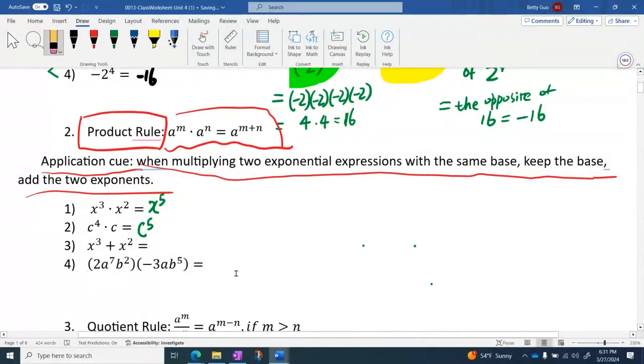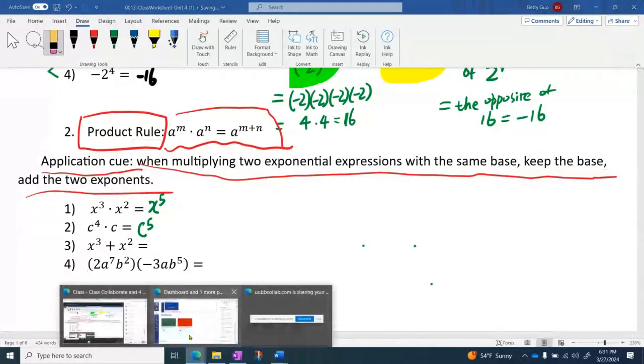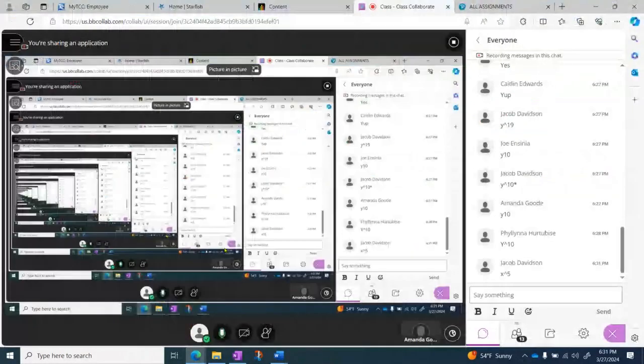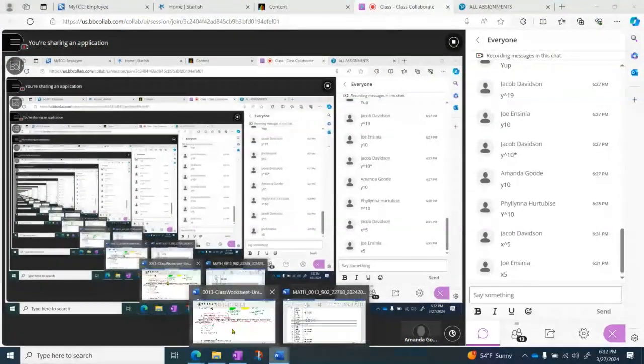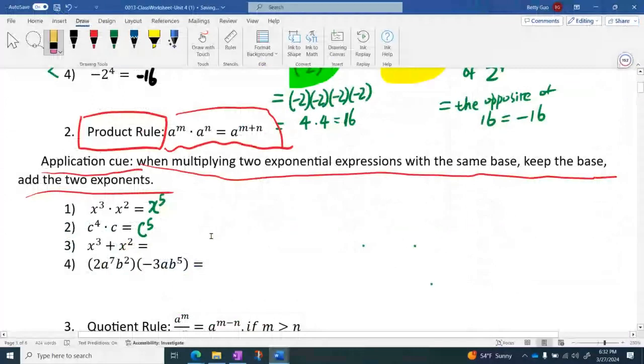X cubed plus x squared. Nope, nope, nope. Let's look at it again. Number 3 and number 1 are very similar, but they should be different, right? Because number 1 is multiplication. Right here we have a multiplication symbol. And number 3 is addition.